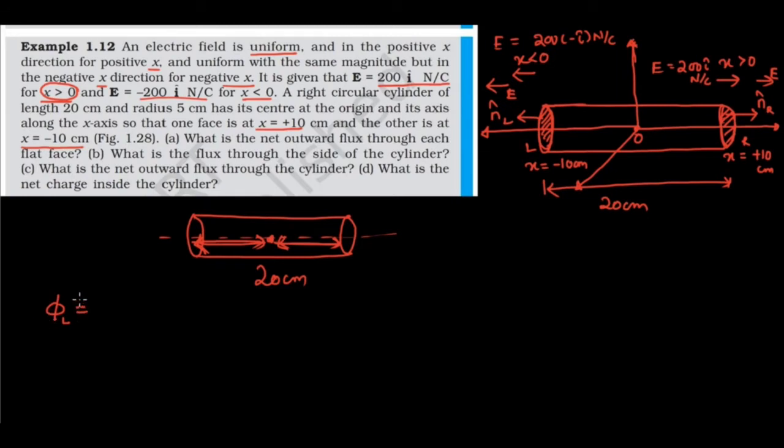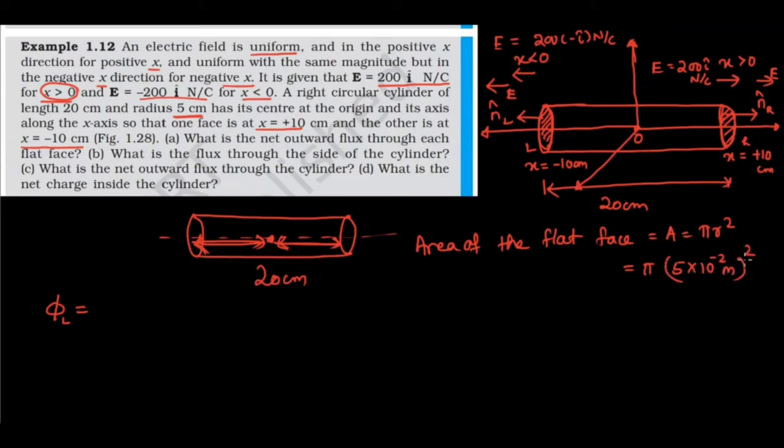Okay, so we have to calculate the electric flux through the left face. For that we have to find the area of the left face. The area of the left face and area of the right face are equal. So area of the flat face, A equal to pi r square, because the flat face is circular in shape. R is 5 centimeter. The radius is given as 5 centimeter, so it will be pi into 5 into 10 to the power minus 2 meter, whole square. Is that clear? So the area is equal to this much.